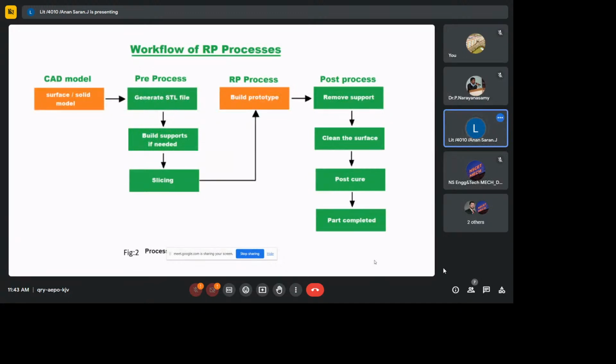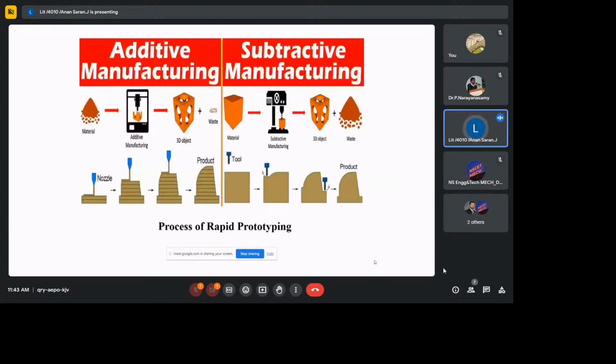And now we are showing the workflow chart, sir. First, we are giving the surface solid model, generate an STL file. From the next step, the processor generates the STL file, builds supports if needed, then it gets sliced, and builds prototypes. The model can be built, then remove the extra support, clean the surface, and post-process the part, sir. These are the workings of that 3D printer machine, sir.